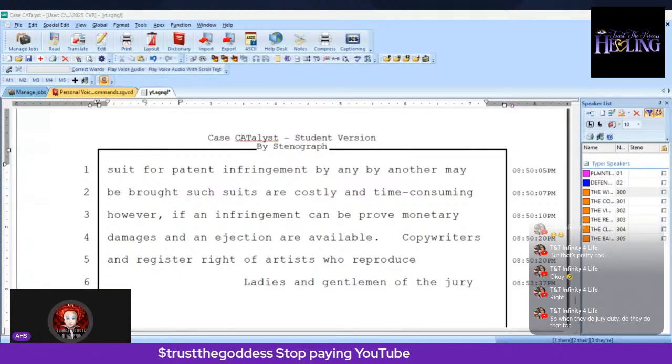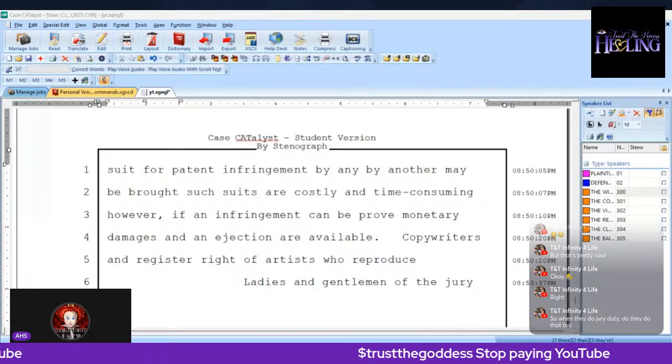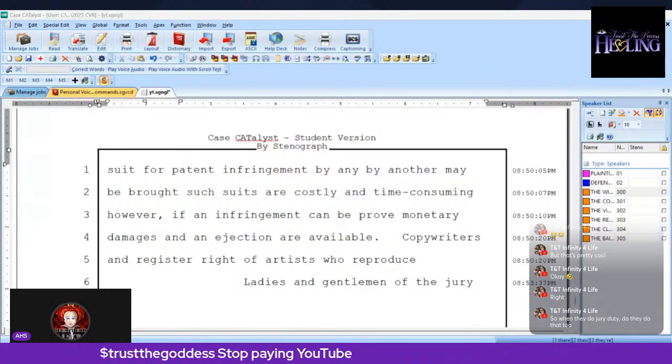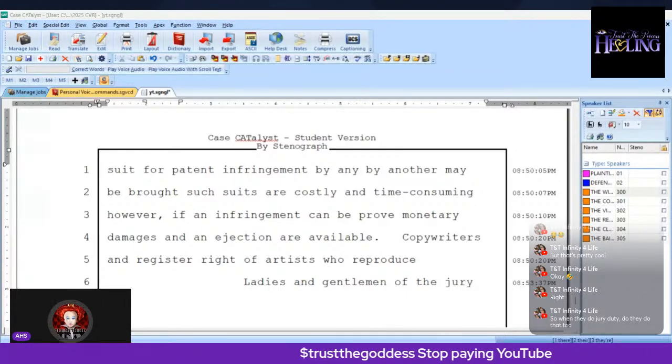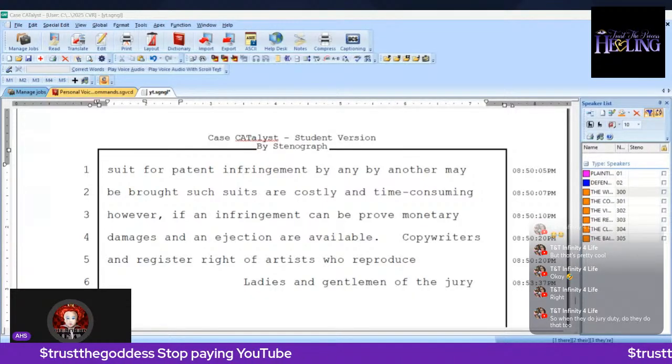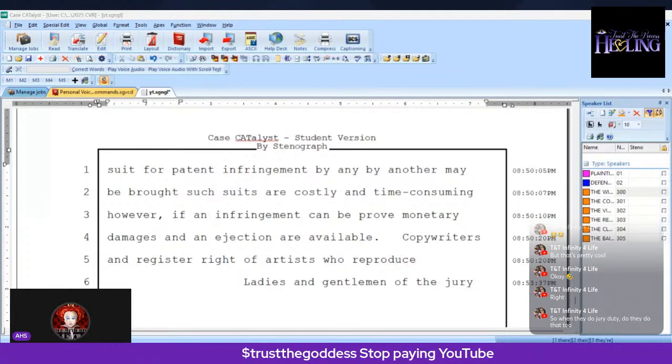So when they do jury duty, do they do that too? There's no court reporter in the actual jury room, but when they're selecting a jury, I believe they have a court reporter present. It's called voir dire. I ain't even gonna try to pronounce it, but they ask a lot of the jury members that they want to select questions, and then they decide if they want that person on the jury or not. And I believe there's a court reporter then too.